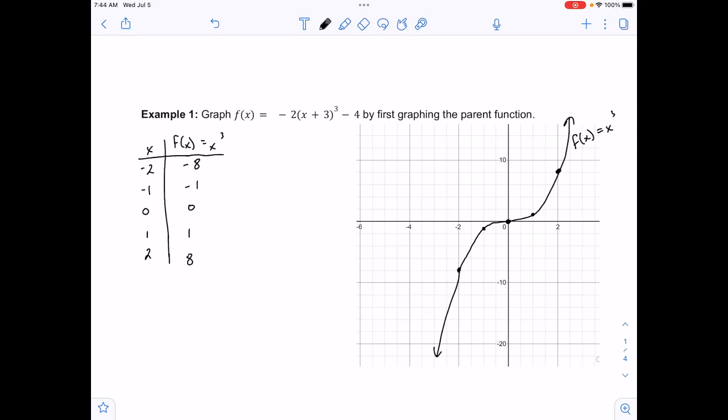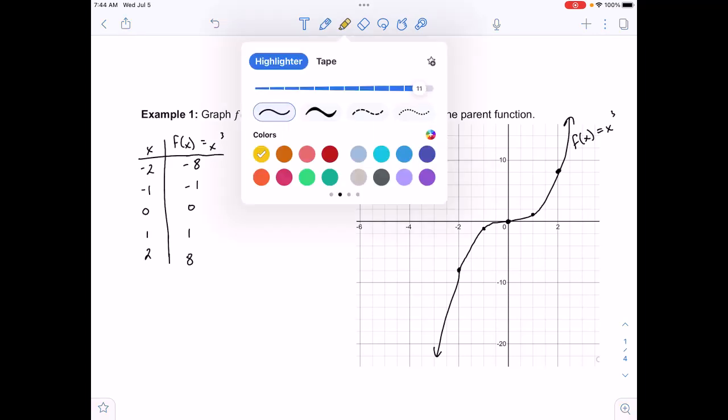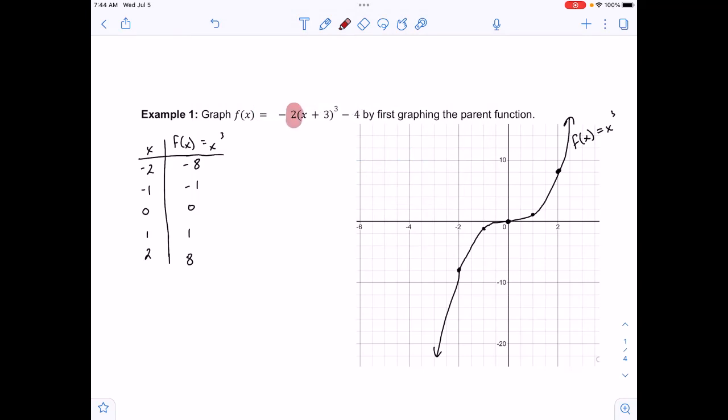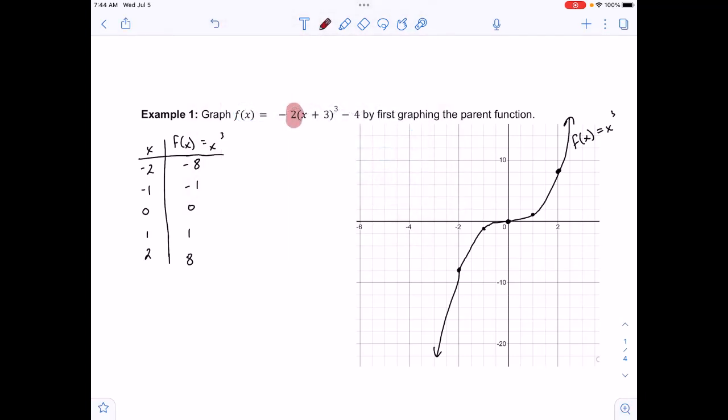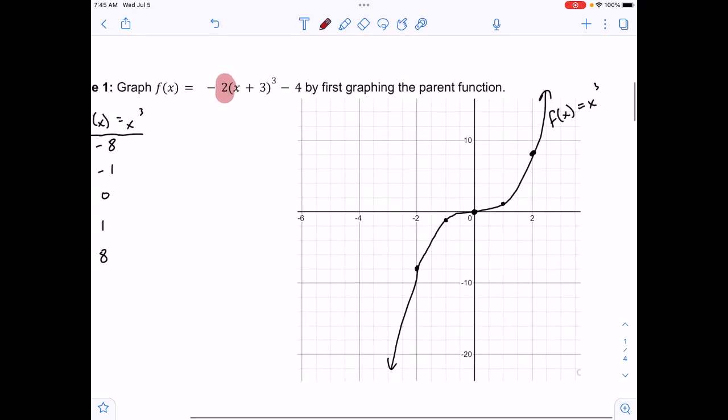You're always going to do your stretches before your shifts when you are doing your transformations. So let's go ahead and do the stretches first. The only stretch we have here is actually this vertical stretch by a factor of 2. So all of my points are going to be stretched vertically by a factor of 2. I'm just going to double all of them, truthfully. Can I fit all of them? Let's see what's going to happen here.